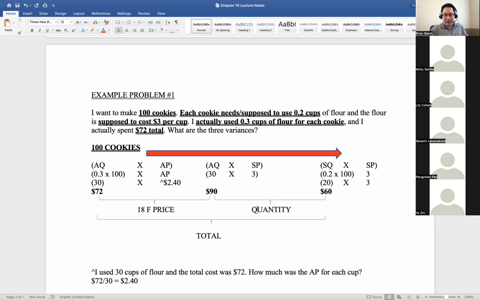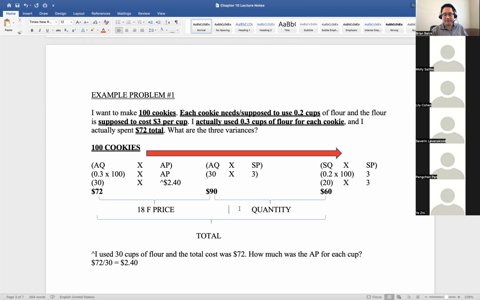Okay, can you help me figure out the quantity variance? Quantity variance. If you know what the quantity variance is, type it in the chat. Remember, variance is always a number and a letter. Okay? Number and a letter. What do you think the quantity variance is?